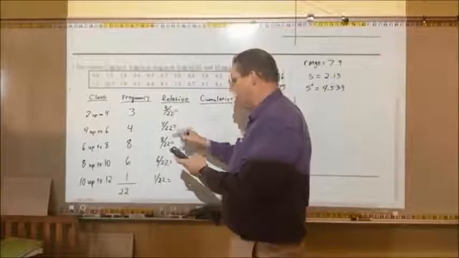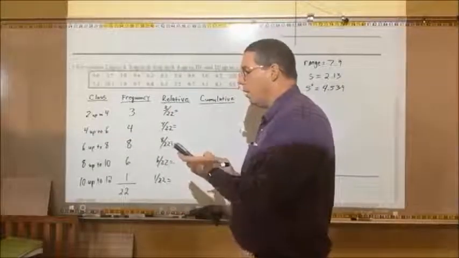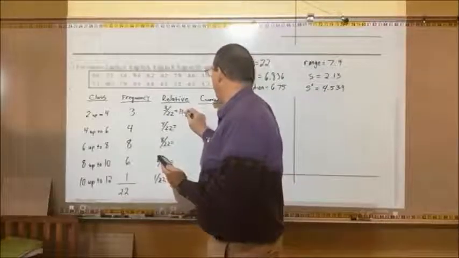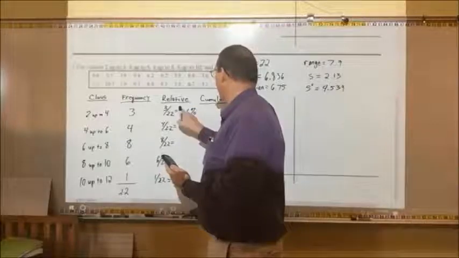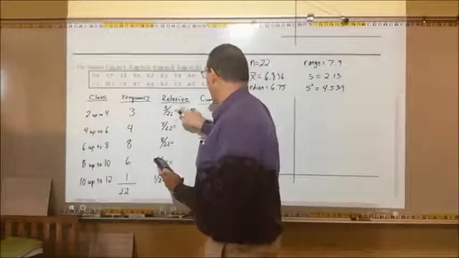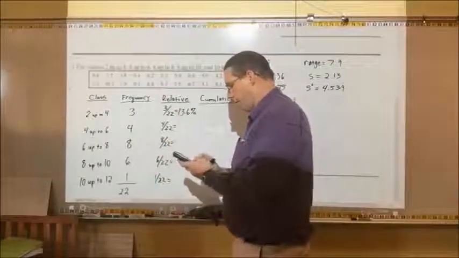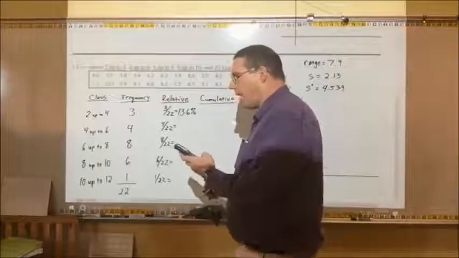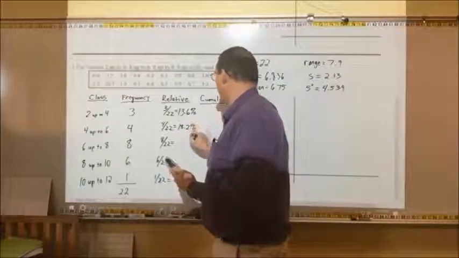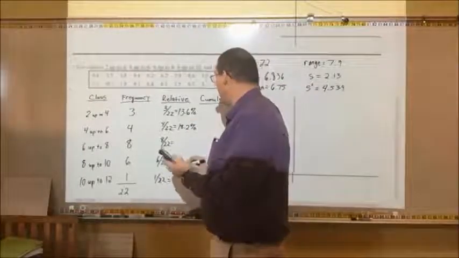I have a calculator right here. So I'm going to do 3 divided by 22 is 0.136, which we're going to say is 13.6%. Okay? Actually, that doesn't look very good. Let's fix that. Sorry about that. 13.6%. 4 divided by 22, that's 18.2%. 8 divided by 22, that's 36.4%.